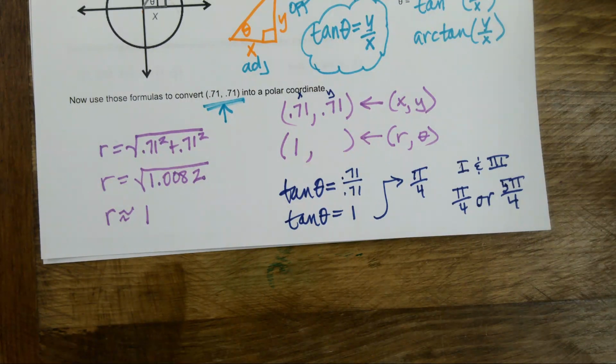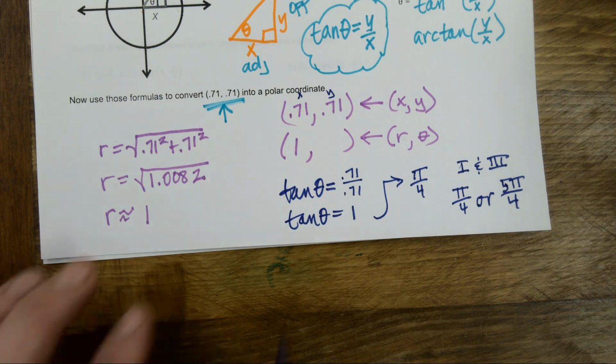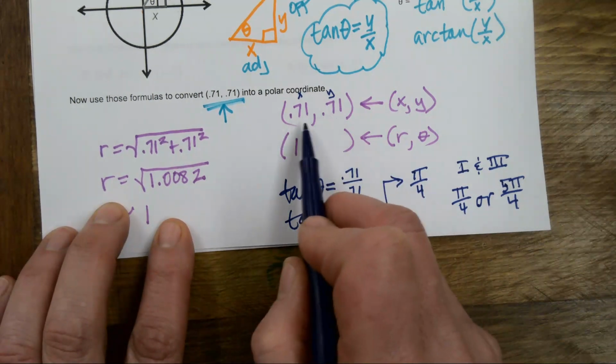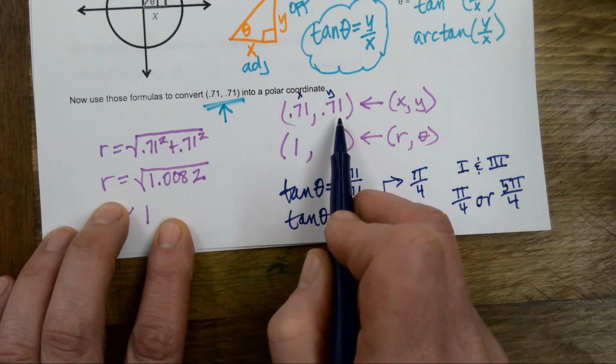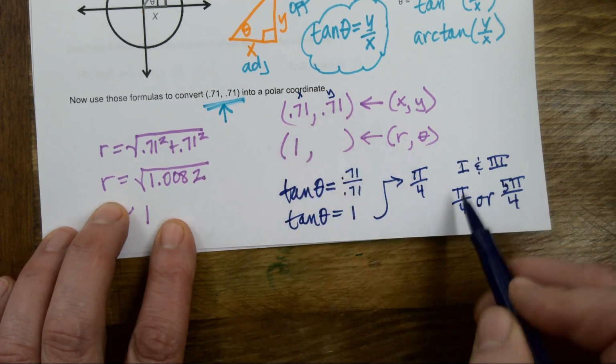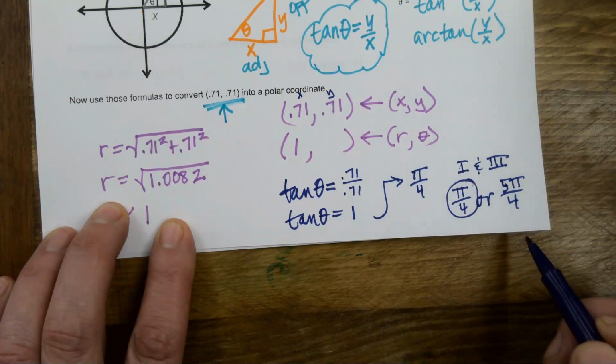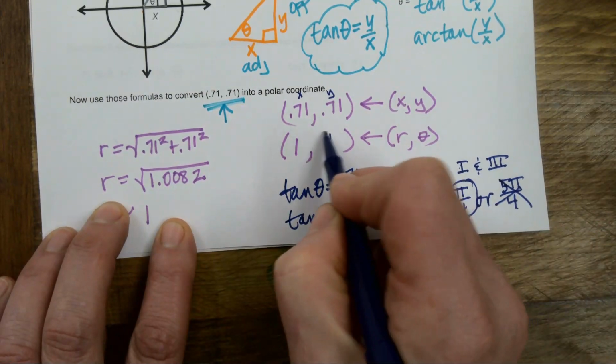Go back to the original point and figure out what quadrant this one falls in. Where is 0.71, 0.71? First quadrant. So my answer is going to be the first quadrant angle. Cross out the other one. I can go ahead and put that in.